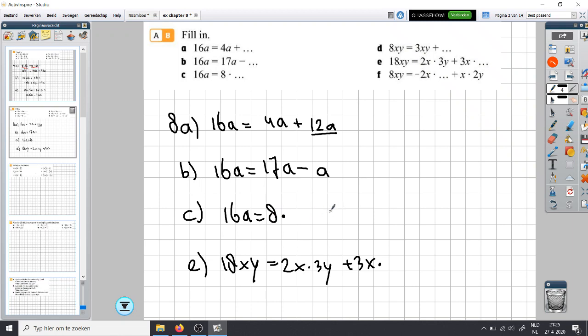Multiplication works a bit different though, because here I have something with 8 and I have to go to 16a. How can I change 8 to 16 with a multiplication? Which number should I multiply 8 with to find 16? That's 2, right? But 8 times 2 is 16, not 16a. So what should I add? An a. So I have to multiply with 2a.